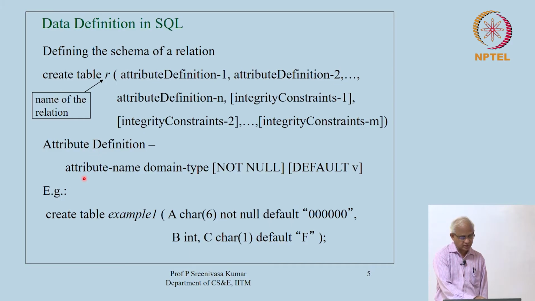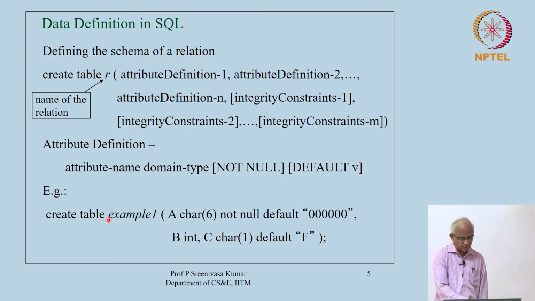Attribute definition basically has the name of the attribute, attribute name, and the domain type, optionally followed by whether it is allowed to be null or not null. So, if you give not null, then it is never allowed to be null. If you do not give this, then it is allowed to be null, and then you can also specify what is the default value for it, by using this word default and then supplying a value in quotes.